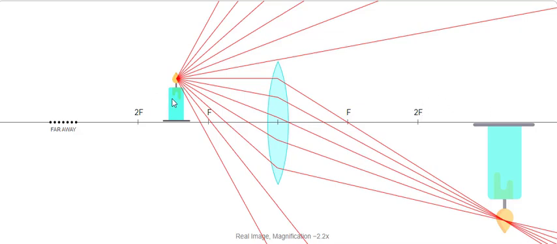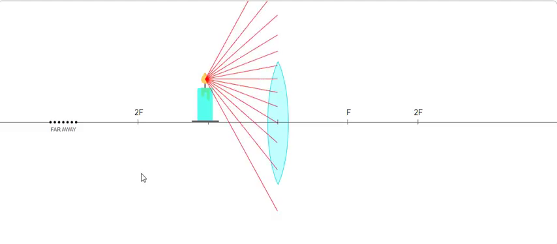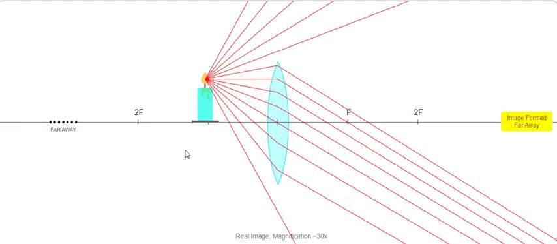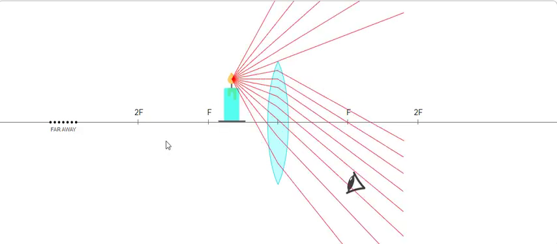What would happen if we take the object at focus? So if I keep it here, let's see what happens. So we have kept the object at the focus, and we find that the image is formed far away. Again, it's a real image. Magnification is 30x. That means we get an extremely large image, but it gets formed at a very large distance. Image formed far away.